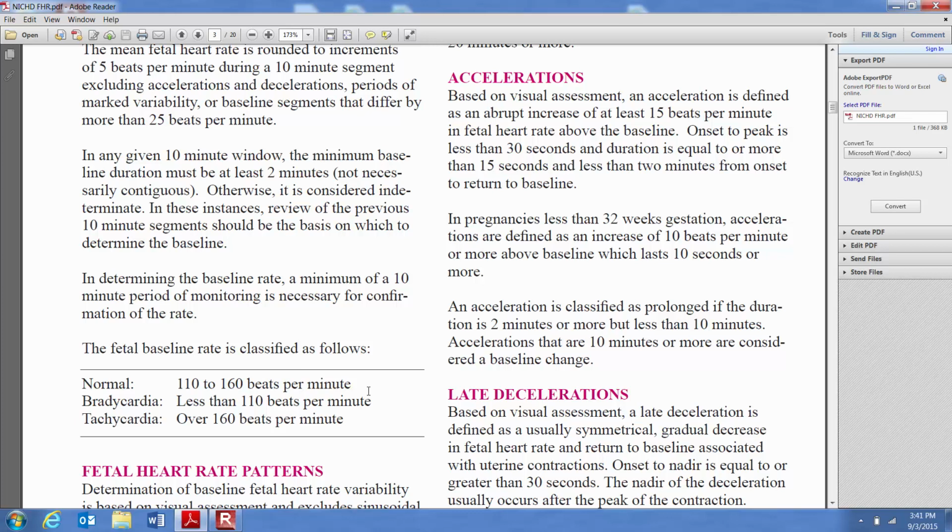But a very active baby may have accelerations that are greater than 2 minutes, and that's okay too. We'll talk about that. But normal accelerations are 15 beats above the baseline for at least 15 seconds. Now, I'm throwing this in there. If your baby is 28 to 32 weeks or less than 32 weeks, we want to see accelerations 10 beats above the baseline for at least 10 seconds.